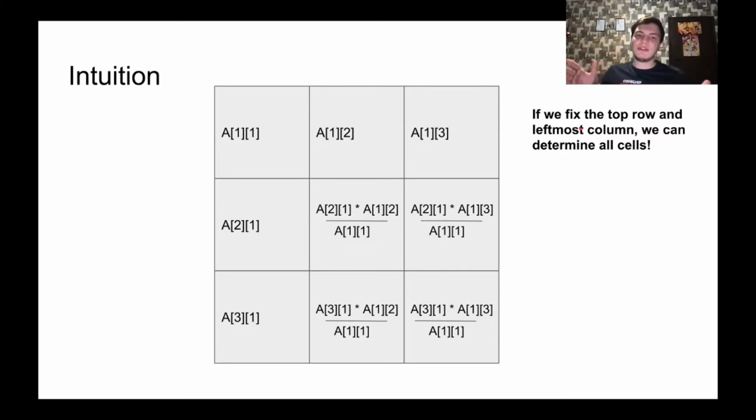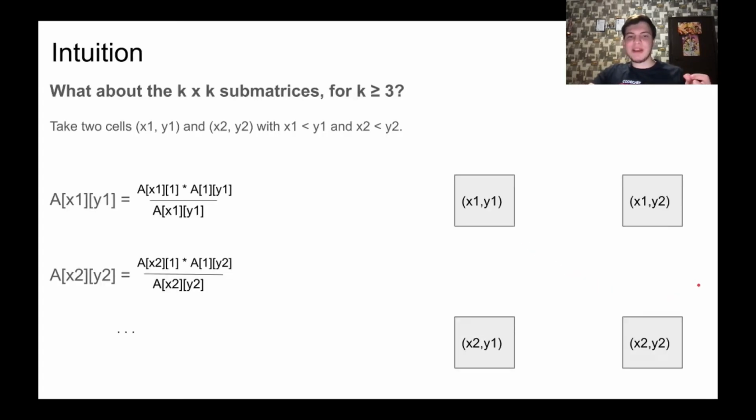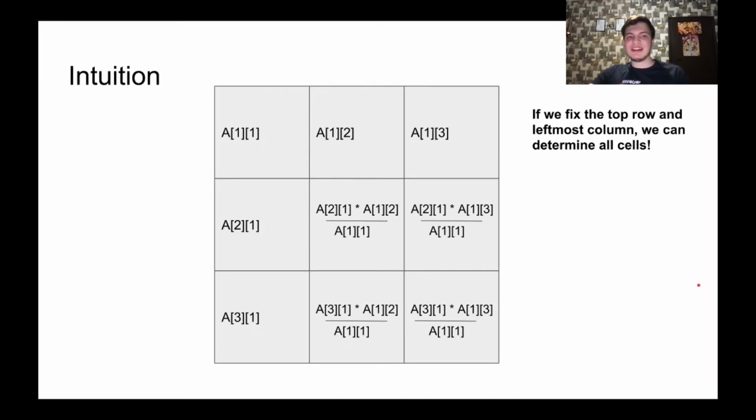I advise you here to stop the video, and if you want to gain some more intuition, to fix the topmost row and the leftmost column, and try to deduce all of the values. And you are going to notice the pattern that every value is equal to the product of the value on its row multiplied by the value on its column divided by the first value, the a11 value, because we have also fixed this one. And this is only by using the 2x2 determinant rule. So actually this is the main thing we are going to use, not in the solution, but in the idea.